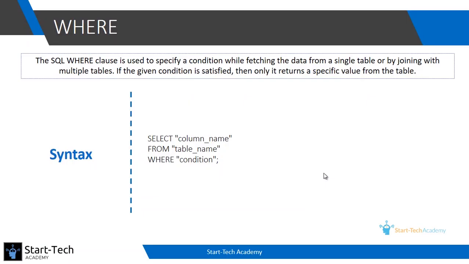Let us now look at how to retrieve data which is satisfying a particular specified condition. Condition is specified using the where clause. Let us see the syntax of this clause. It starts with select. You enter all the column names which you want to retrieve from the table name, and then you specify the condition after the where clause.